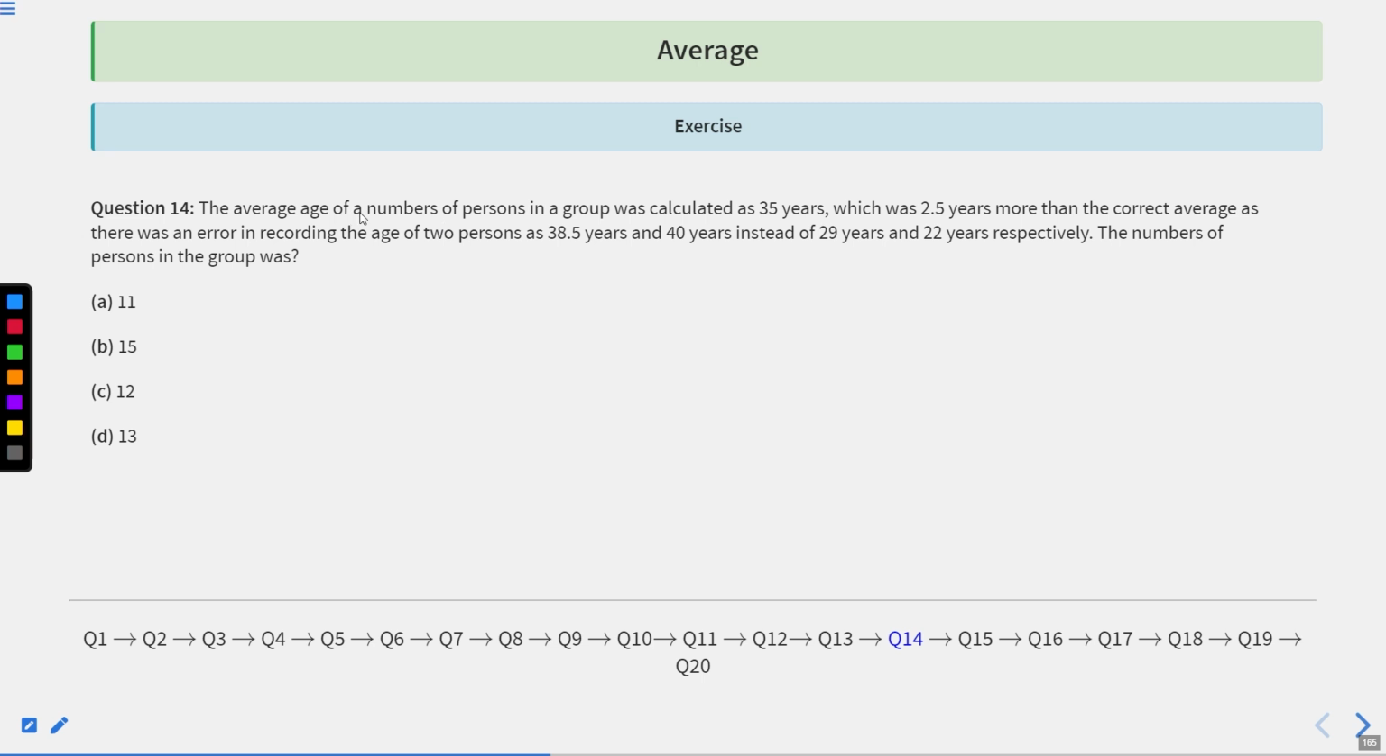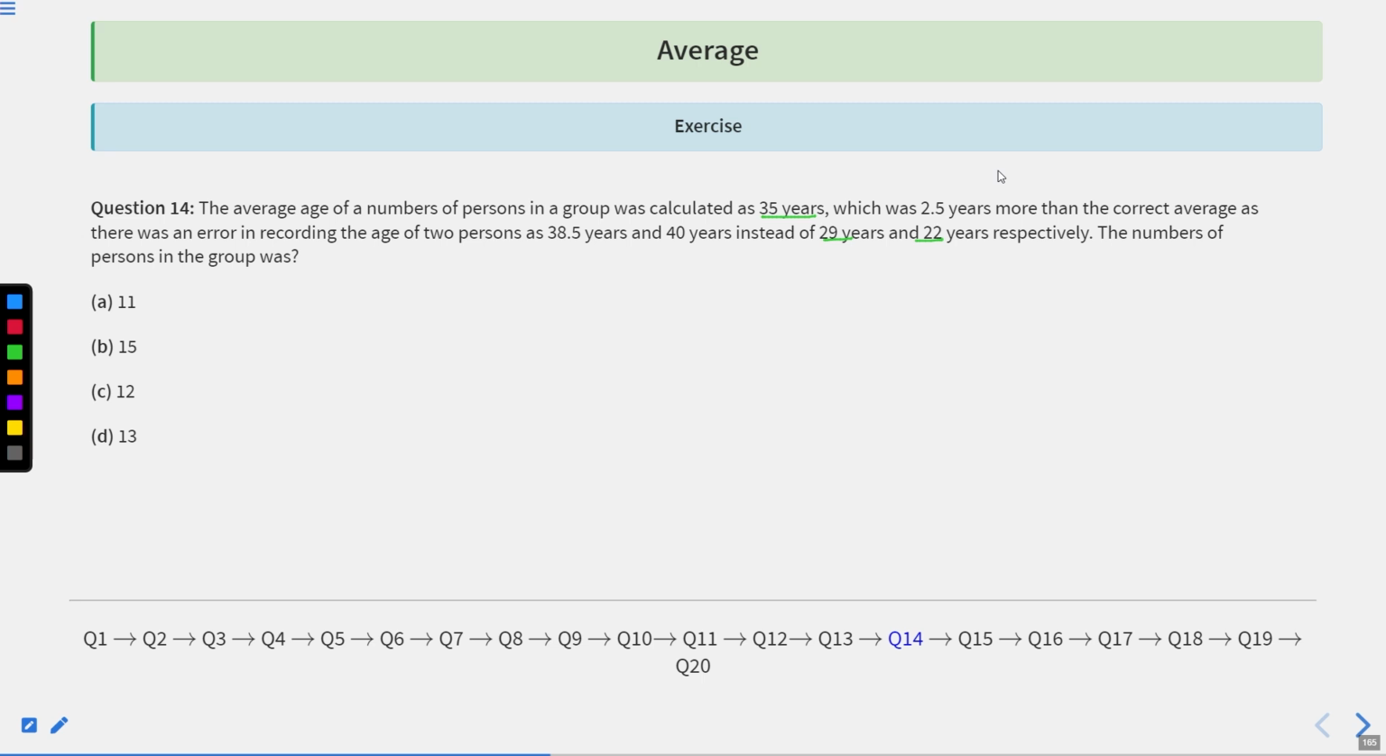So the average age of a number of persons in a group was calculated as 35 years, which was 2.5 years more than the correct average, as there was an error in recording the age of two persons as 68.5 and 40 years instead of 29 and 27 respectively. The number of persons in the group was. So this time there are some people whose average age was calculated to be 35 years.